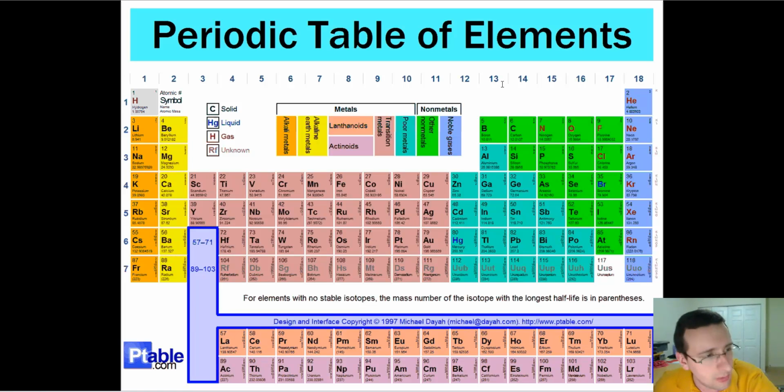You also know from the periodic table what are the last orbitals that these atoms are going to have. The first two columns will have S orbitals. Columns 13 through 18 will have P orbitals as the last orbital. And then in the middle, between columns 3 to 12, you're going to have the D block, and then the lanthanide and actinide series will be F block elements.